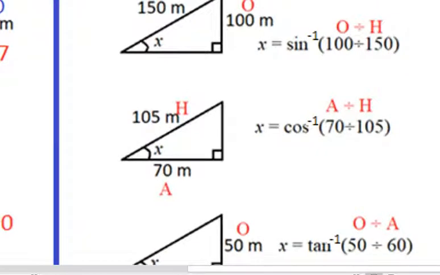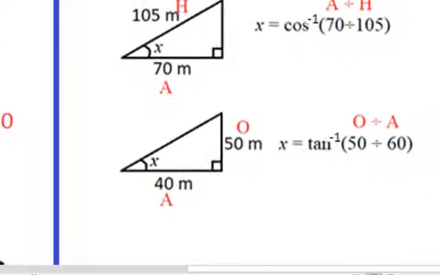Okay. And then we've got CAH, A divided by H. The A is 70. We label the A next to the 70 there, and H is 105. So inverse cos of 70 divided by 105. Then you press equals and get your answer.